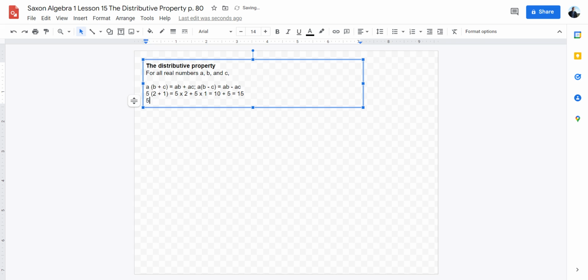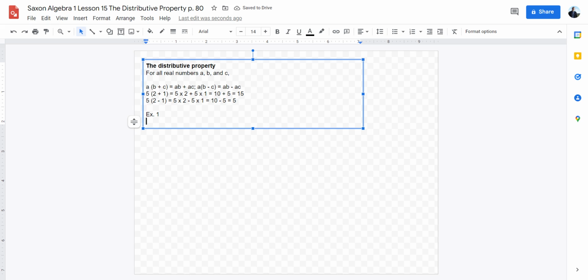What about 5 times (2 minus 1)? In that case, I have 5 times 1 is 5, right? Well, let's just see how that works with the distributive property. 5 times 2 minus 5 times 1. I have to do the multiplications first. So 5 times 2 is 10 minus 5 equals 5. And that's exactly what we would have gotten if we would have done 2 minus 1 first. Now, again, we're going to be seeing some problems that you can work by just using order of operations, but you can't work problems with variables by just using order of operations.